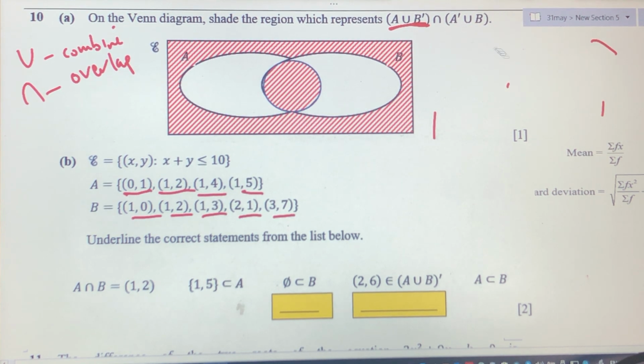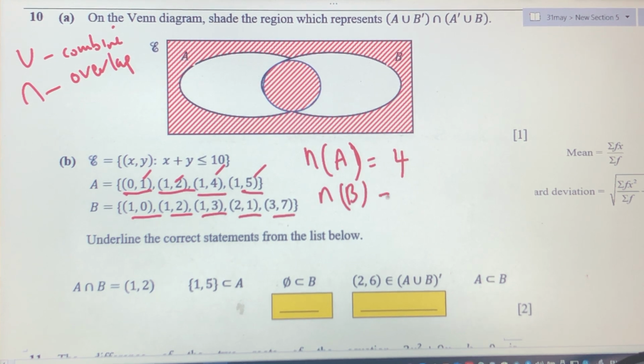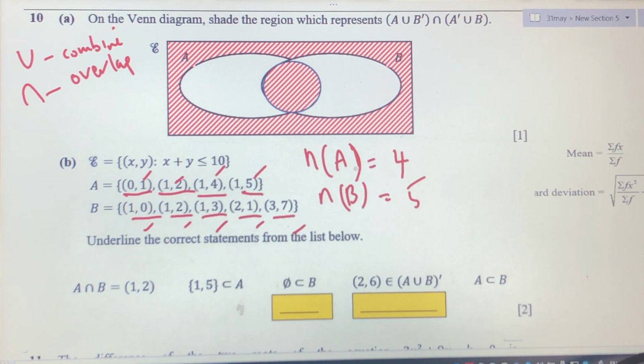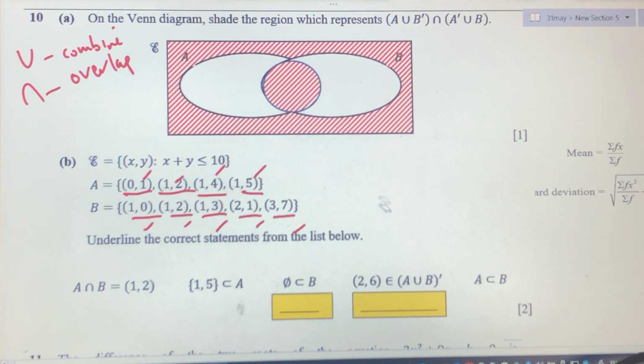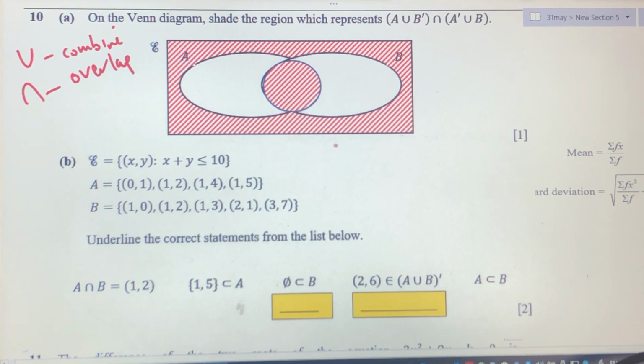Now the third thing is this. It's not here, but if I say the number of things in A, then it will just be 1, 2, 3, 4. 4 things. No bracket, no braces. The number of things in B is just 1, 2, 3, 4, 5. 5 things. So that's the third thing: number of things. Clear so far? Fourth thing is this: proper set.